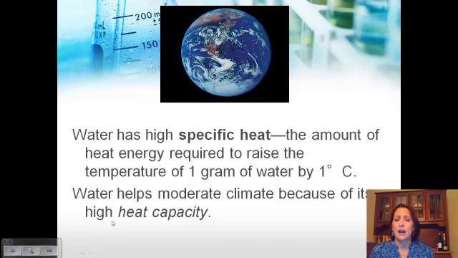Water also has a very high specific heat because of this polarity and these hydrogen bonds. So it takes a lot of energy to change the temperature of water. And so that makes it so that water acts as a very good temperature moderator. So if you look at the Earth, it's mostly water. And if you live near a body of water, the temperature in that climate is going to be much more moderate. You're going to have less fluctuations in temperature from day to night, from season to season.